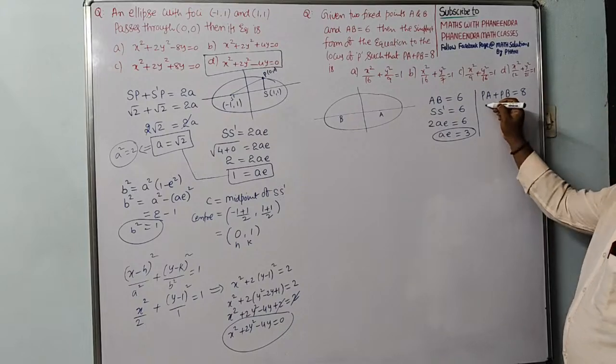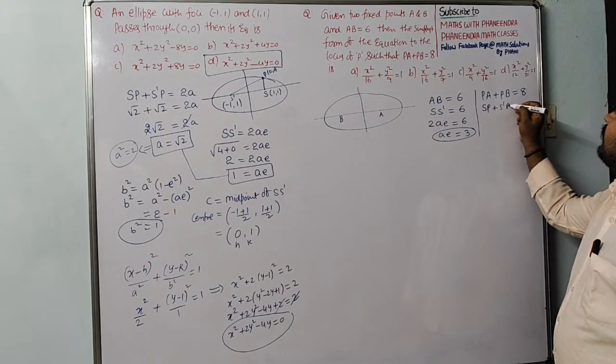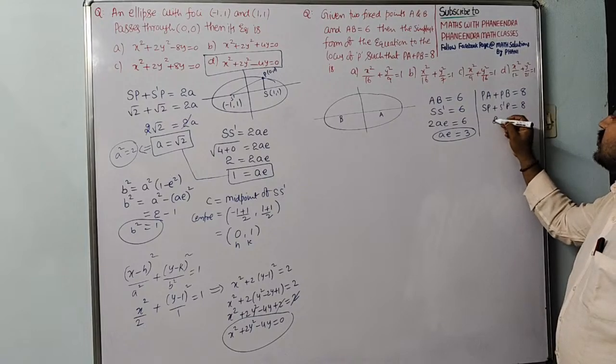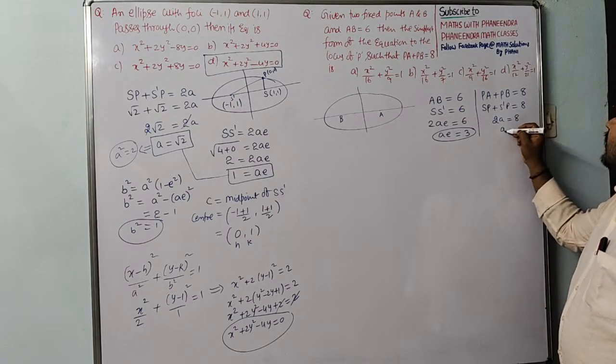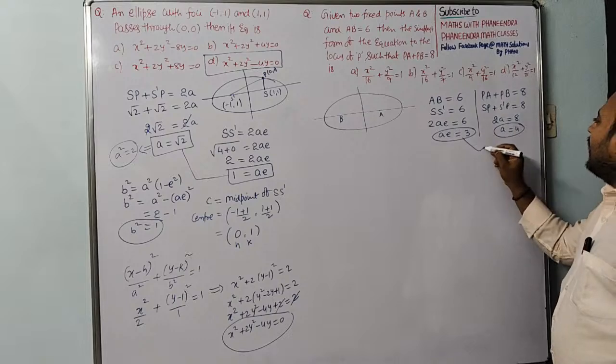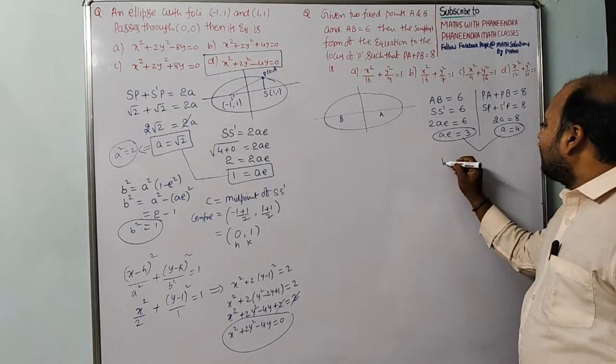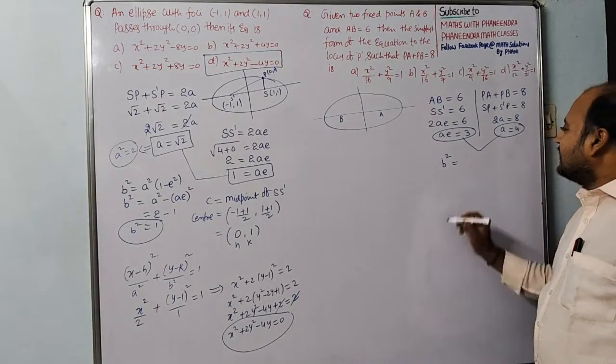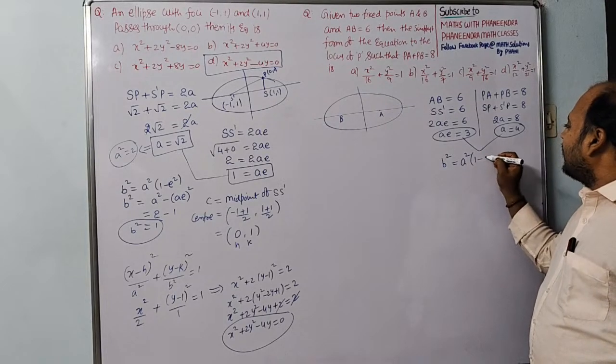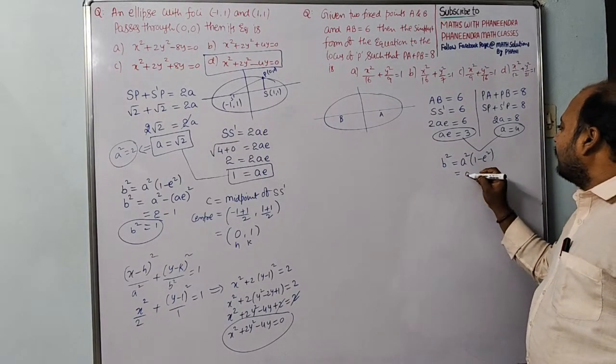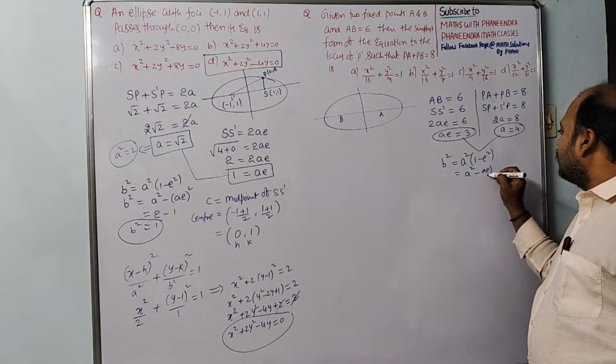That means SP plus S dash P, focal distances, is equal to 2A now. A is equal to 4. A and AE are there. B square value we can calculate. B square equal to A square minus AE whole square.